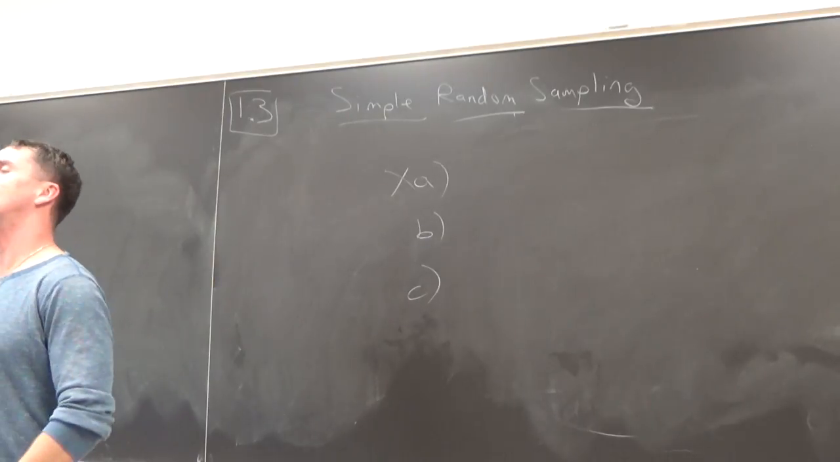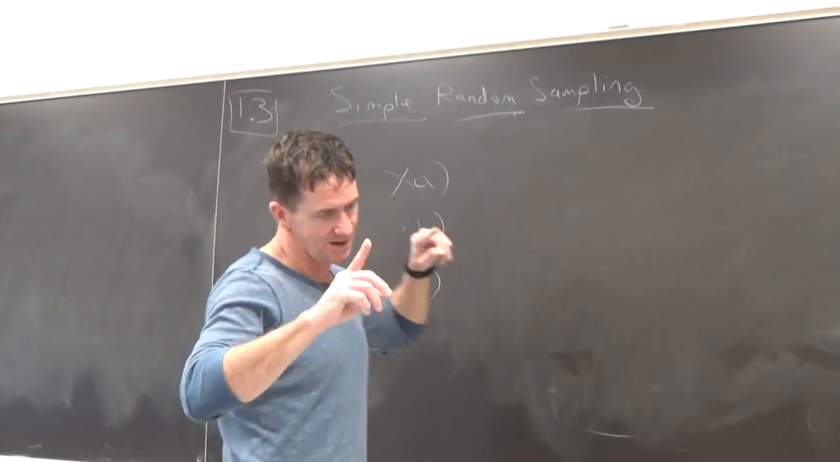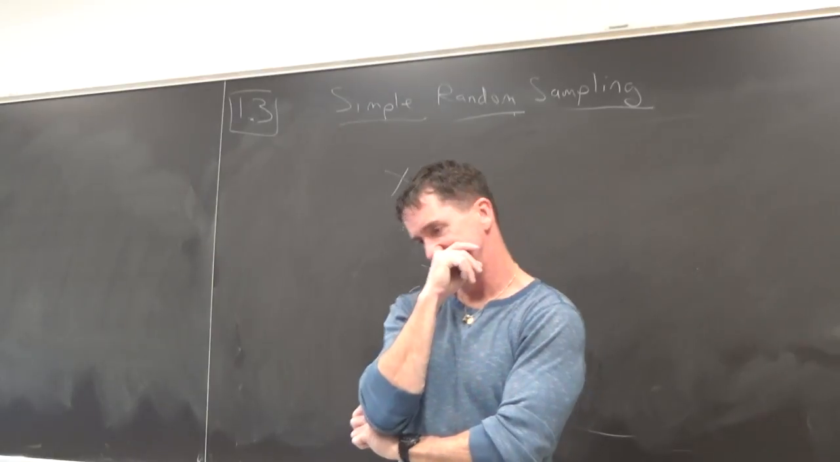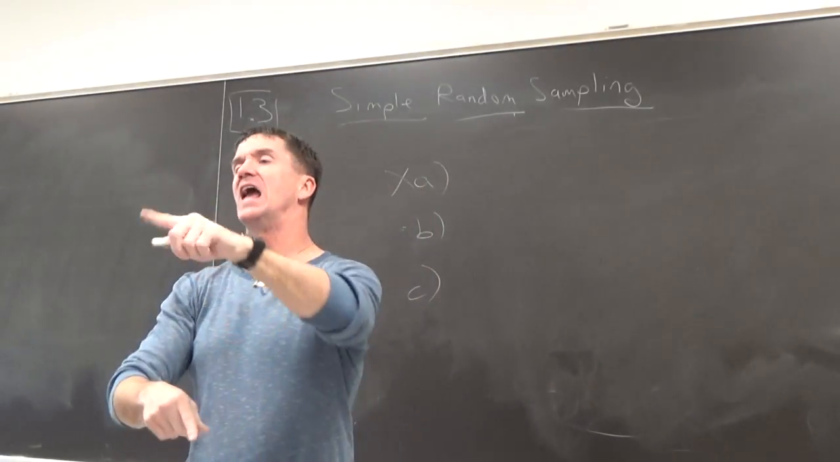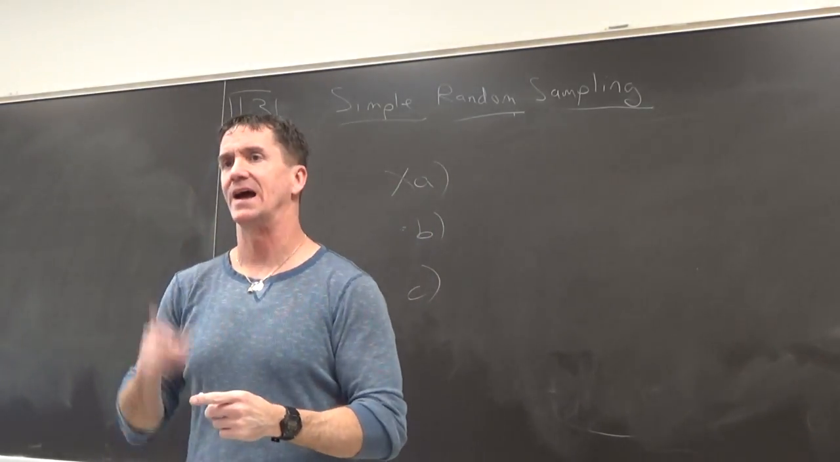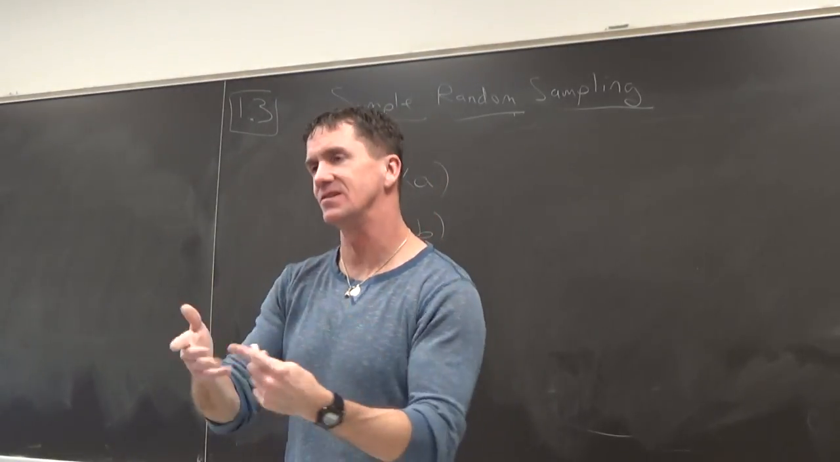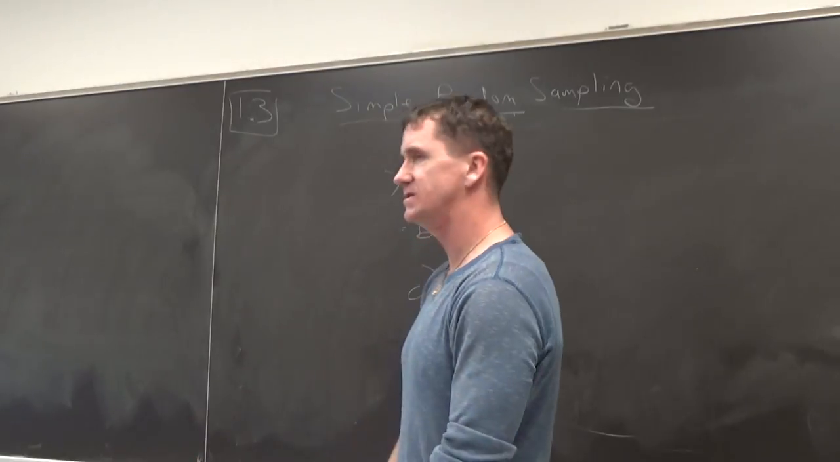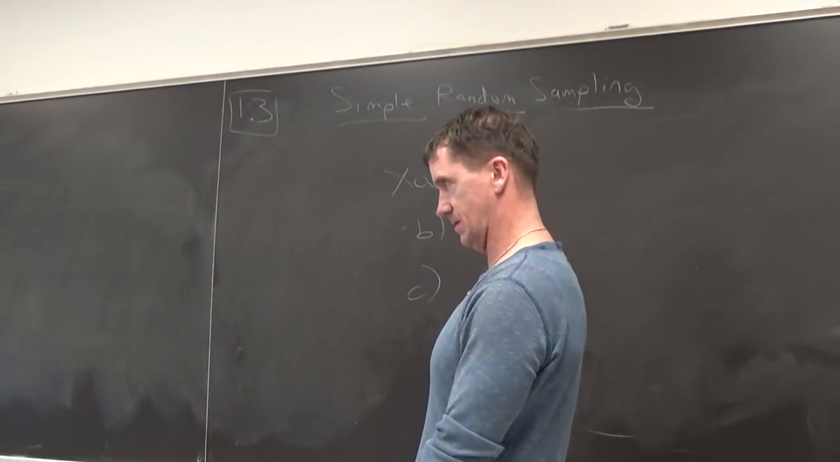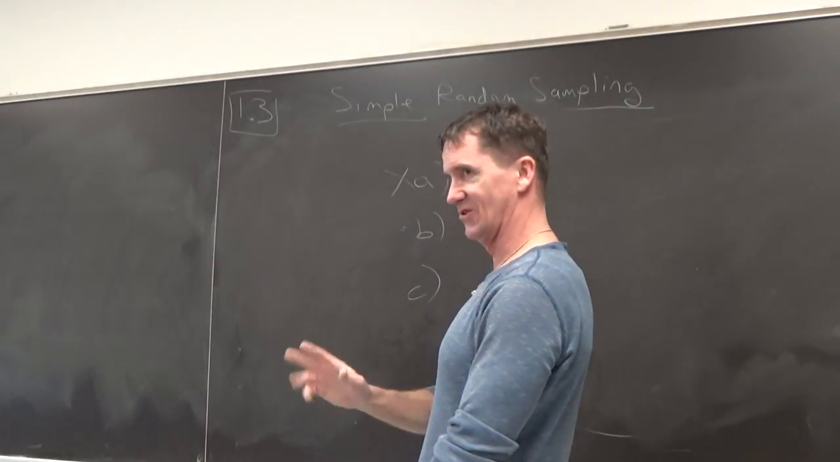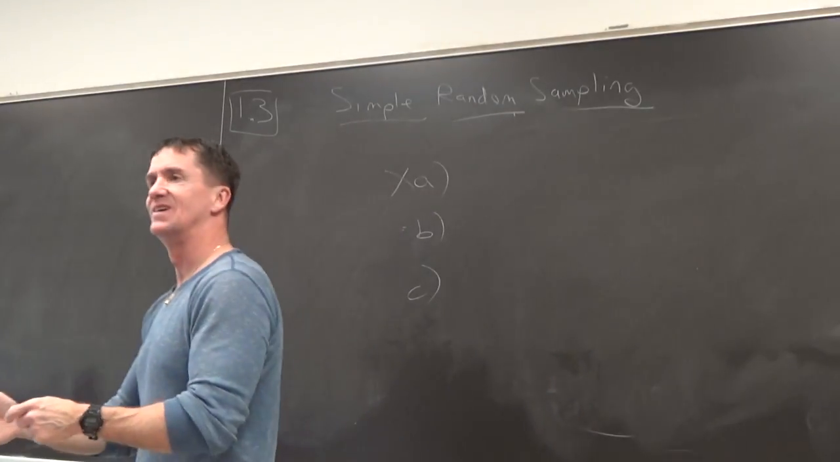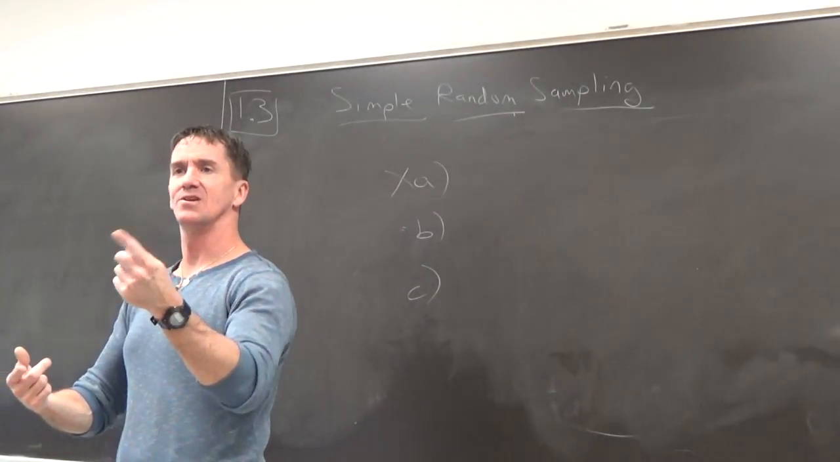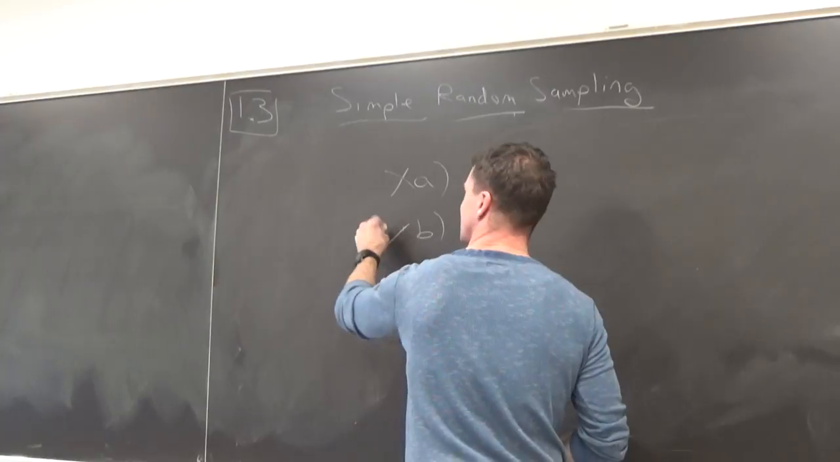All right, how about this one? Letter B. I go to the front door of the library. Every 10th person, I ask the question, and I will continue this until I get to 60 students. I sit and count as people walk by. One, two, hey, how you doing? I have a question for you. Is that simple random sampling? No, it's not even close, is it?